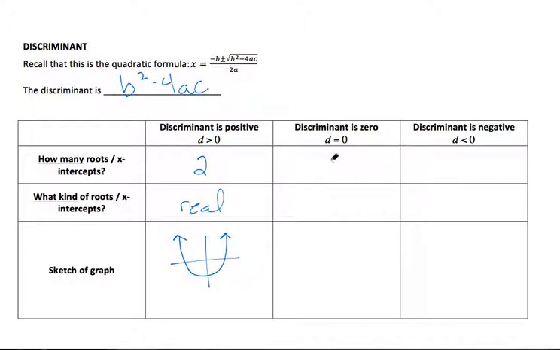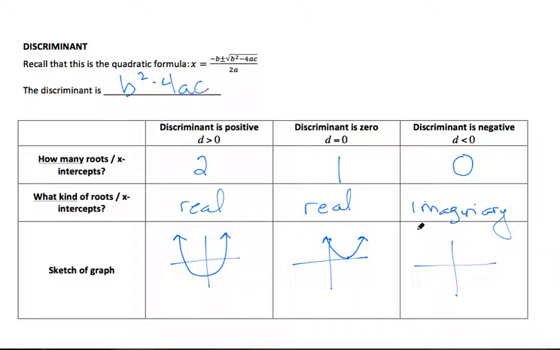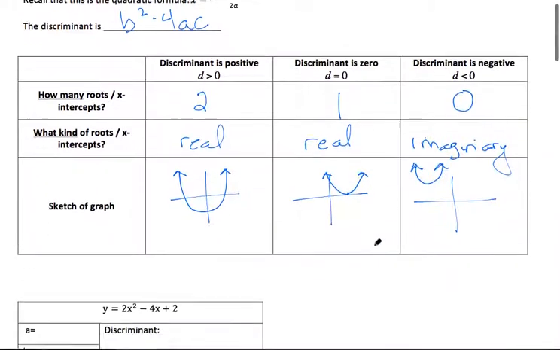When the discriminant is 0, it has one root, it is real, and it means that the vertex is on the x-axis. When the discriminant is negative, it has no roots, no x-intercepts. The roots are imaginary. And it means that the graph does not cross the x-axis. So here's an example of what it could look like.